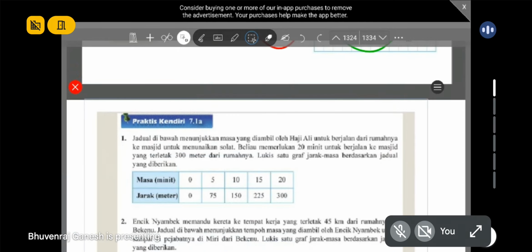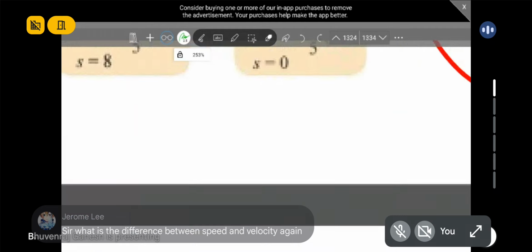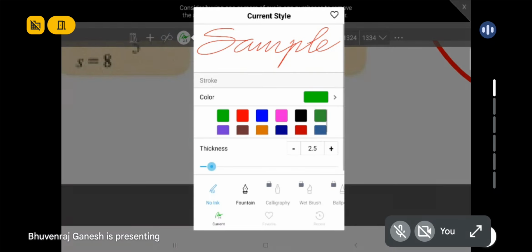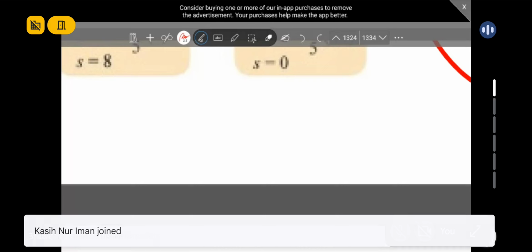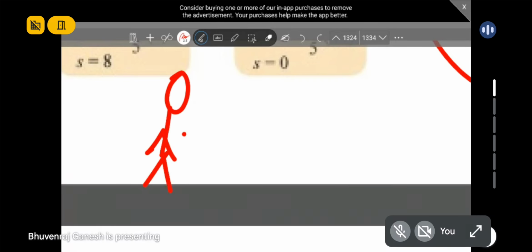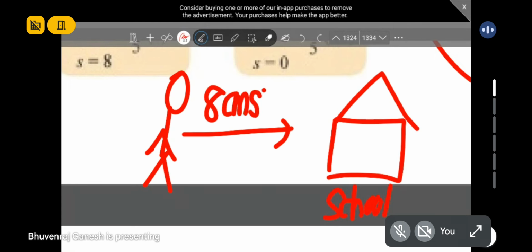Contoh saja untuk lakar graph. Okay, I give you guys a situation. Then you can understand guys. Okay, situation guys. Let's say now you are walking guys. Kamu tengah berjalan ke sekolah. Okay, let's say you guys are going to your school. This one is the school guys. Kamu berjalan. Let's say your velocity is 8 cm per second.